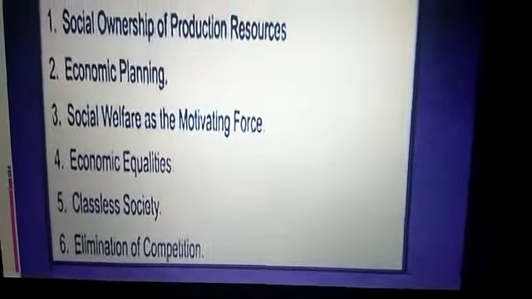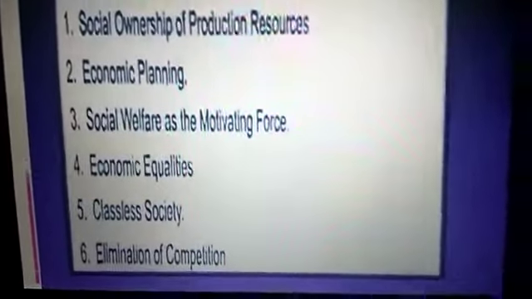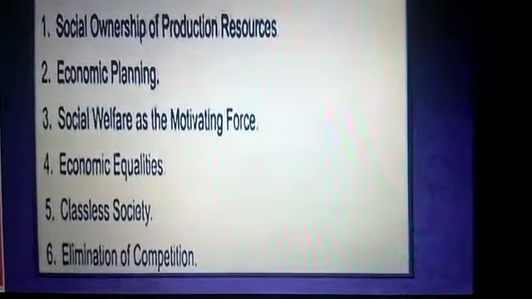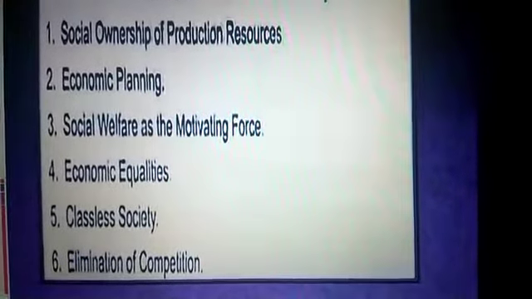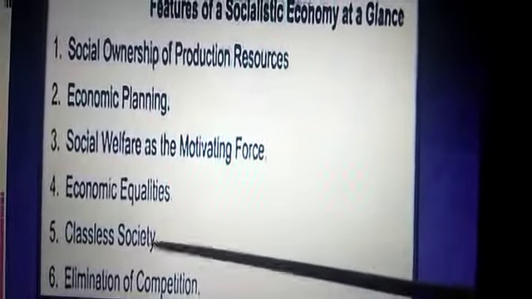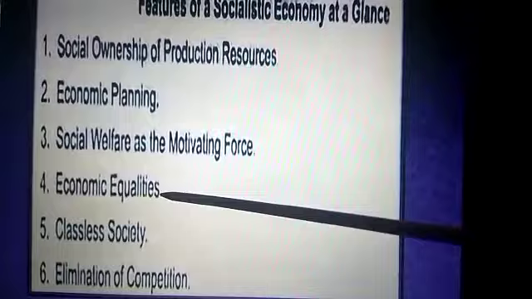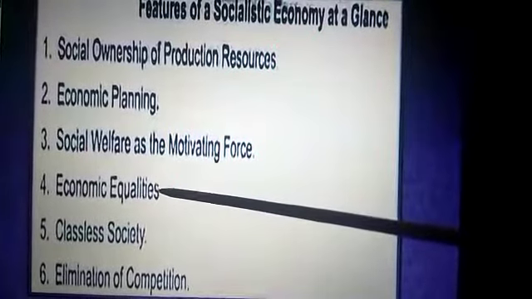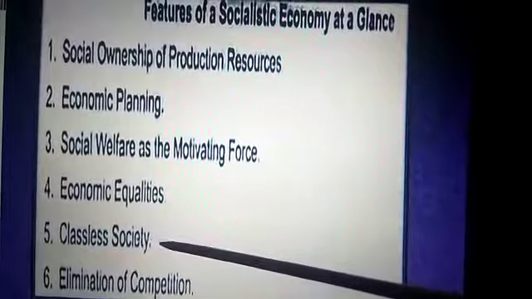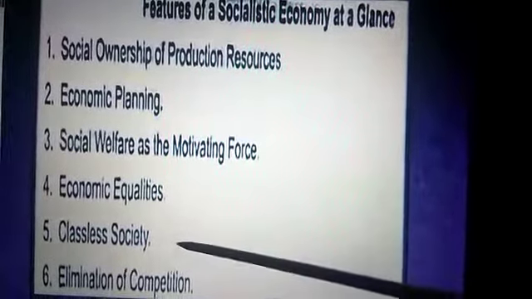Then, classless. Now, generally in a capitalistic economy, there is a set of people rich and a set of people poor. This divides the society into 2 groups, high class and low class. Since that difference is missing, economic equalities are prevalent. That means difference in income between rich and poor is very less. Hence, the society is not even divided into classes. No rich high class, no low class.